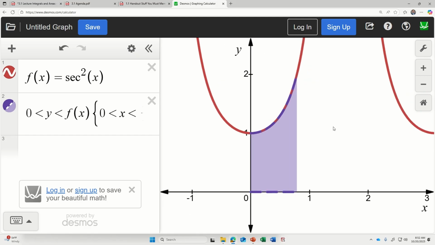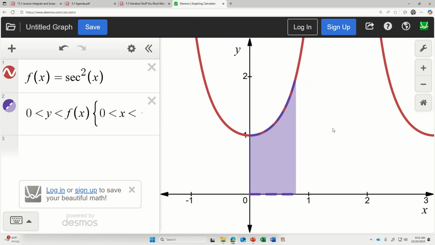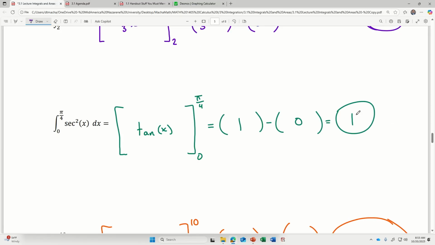So that is the area we're talking about, because the red curve is the secant squared curve, and my bounds were 0 to pi over 4, so the purple shaded area is the value of this integral. So that purple shaded area has an area of 1.